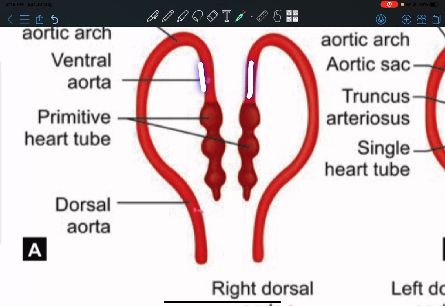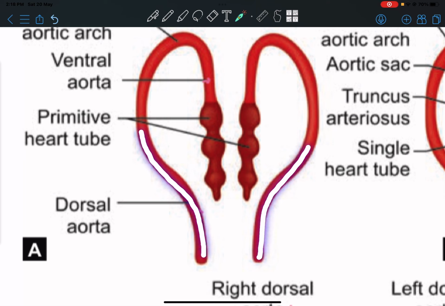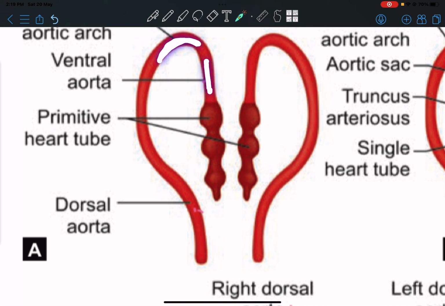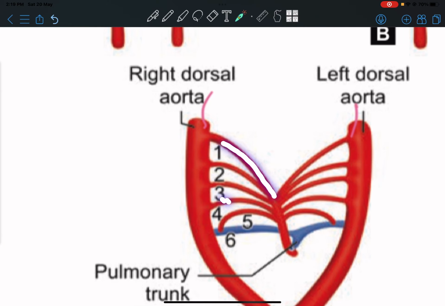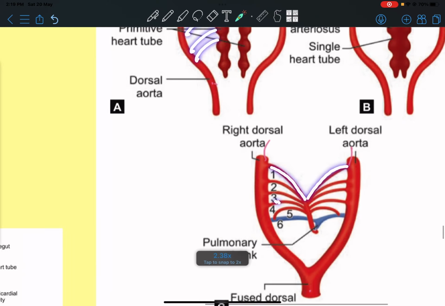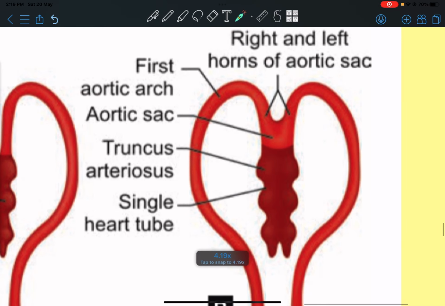This is called the ventral aorta. This is called the first arch of the aorta. Then this is called the dorsal aorta. All right, these later fuse together. Even the heart tubes fuse together. So this first arch aorta is actually there originally. Later the second, third, fourth, fifth, sixth develop, as we can see here, but the first is always there since the beginning. Okay, so now the heart tubes have fused, so even the ventral aorta has fused.